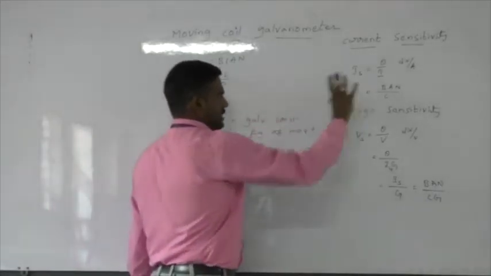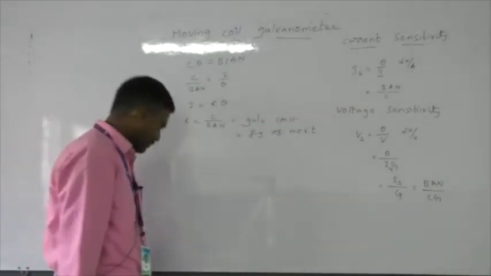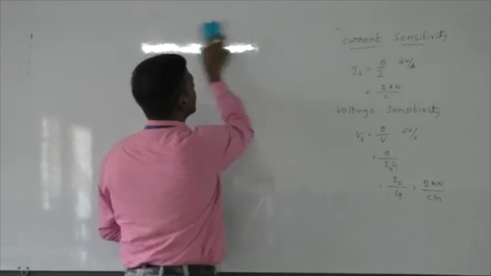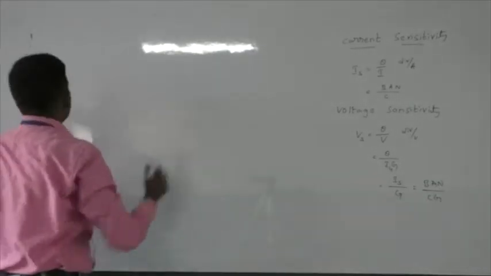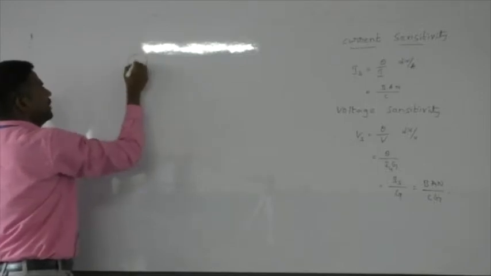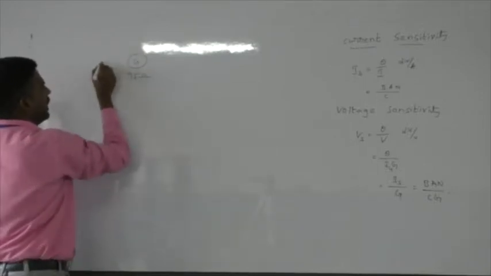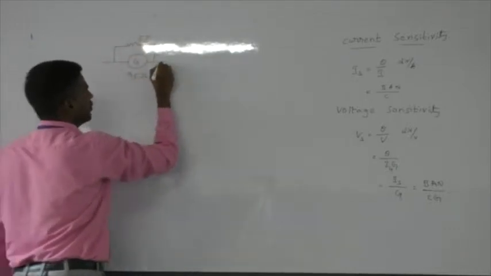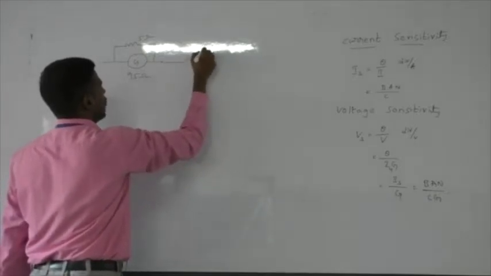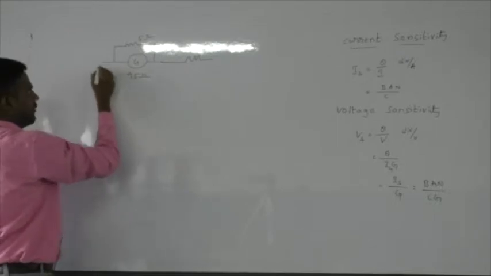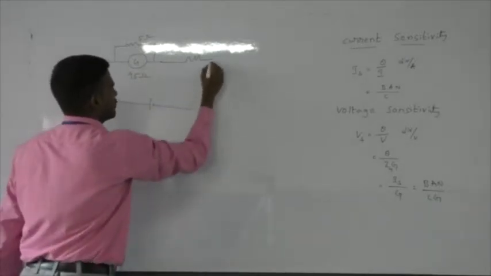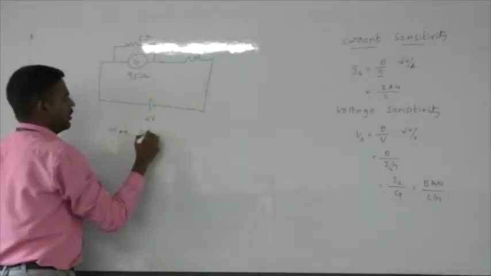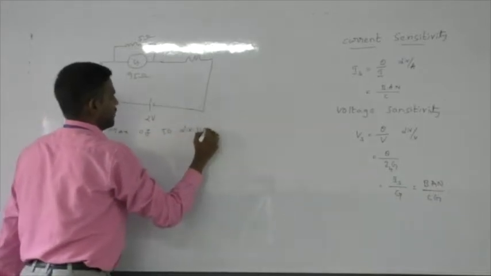Now, based on this concept, let us do one small problem to understand it. It is given that there is a galvanometer whose resistance is 95 ohms, and it is shunted in parallel with a 5 ohm resistance. This whole system is connected to a 20 kilo ohm series resistance, and the galvanometer has a maximum of 50 divisions. It is connected across a 2 volt cell.